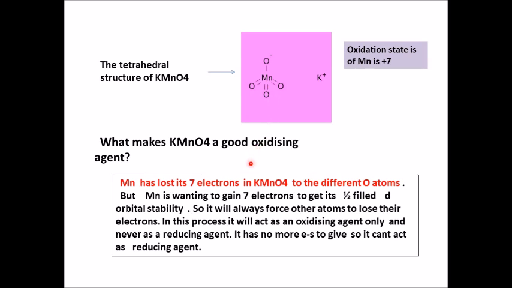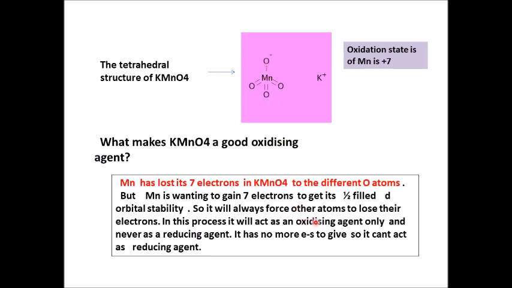Now the question comes, what makes KMnO4 a good oxidizing agent? We can see here Mn has 4 oxygen atoms bonded to it, and Mn wants to gain 7 electrons because it has already lost the 7 electrons to the 3 oxygen atoms by forming double bonds, and to one more oxygen atom it has given its electron and formed a single bond.